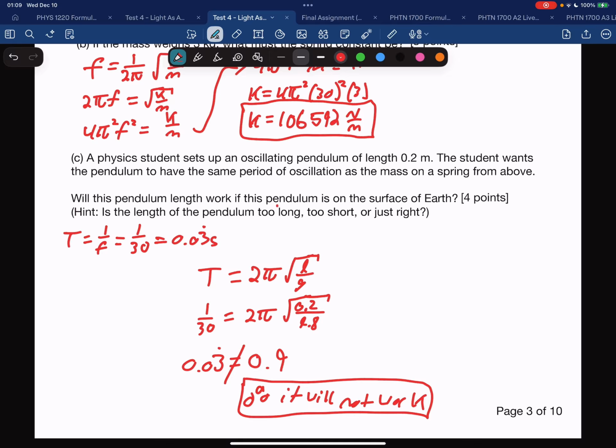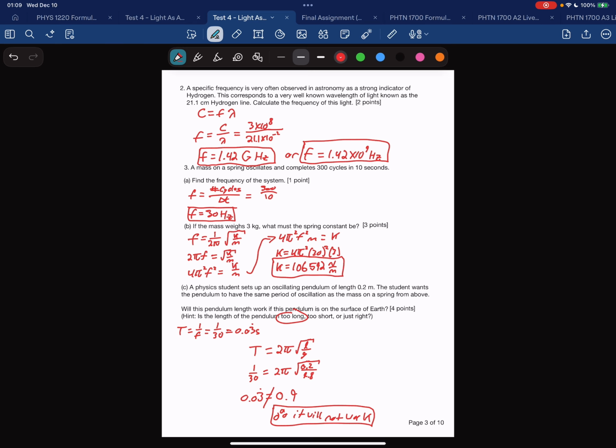So you don't actually have to state if the pendulum is too short or too long, but if you go ahead and do some of the math on your own, you will find that the pendulum is too long. It needs to be about 1,000 times shorter. So if you go ahead and do the math for that, you should get something that says it's about 1,000 times shorter. So good luck if you try it. These were the answers for questions 2 and 3.